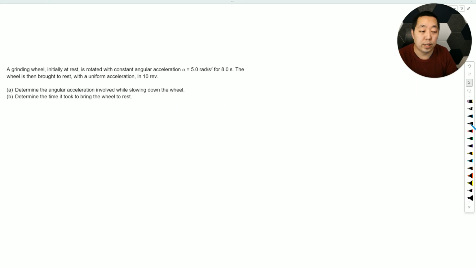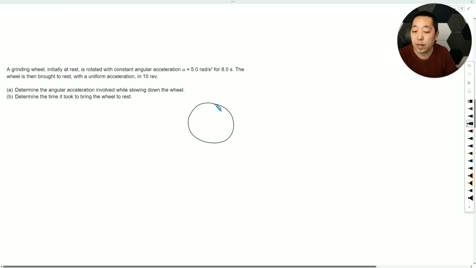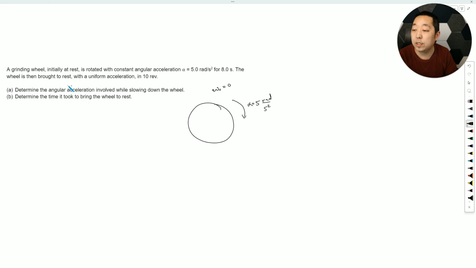So we have this grinding wheel. It's initially at rest. It is rotated with a constant angular acceleration of 5 radians per second squared for 8 seconds. The wheel is then brought to rest with a uniform acceleration in 10 revolutions. So it's going to accelerate. It's going to go to a certain velocity after 8 seconds, and then it's going to come to a rest.